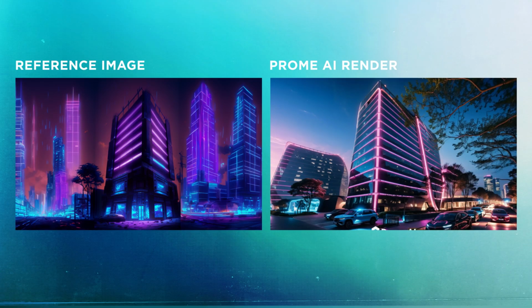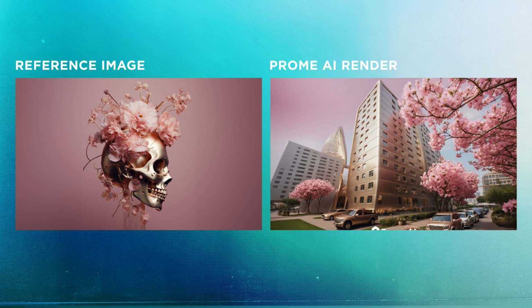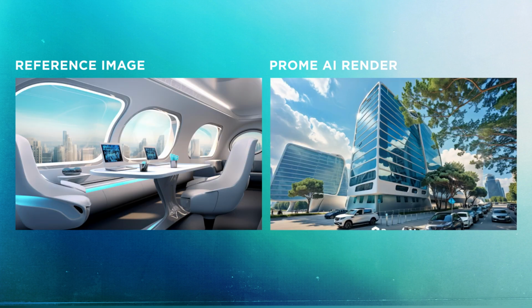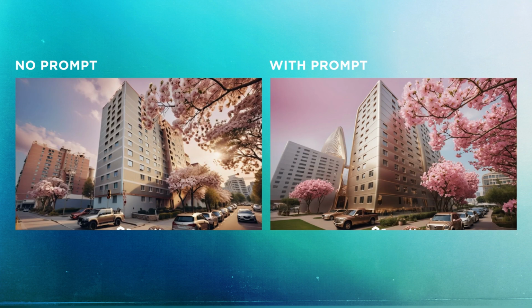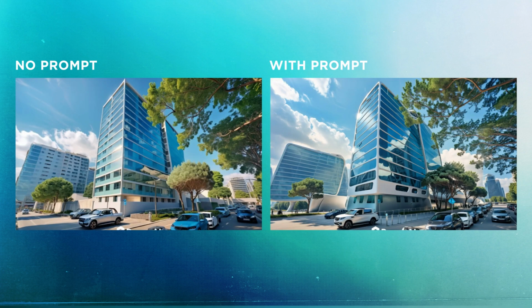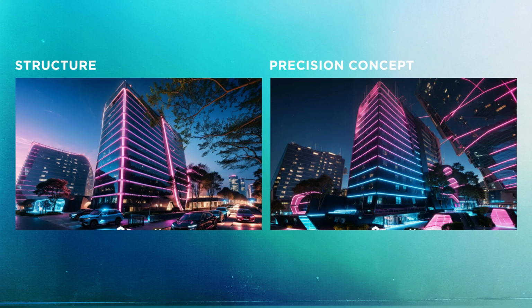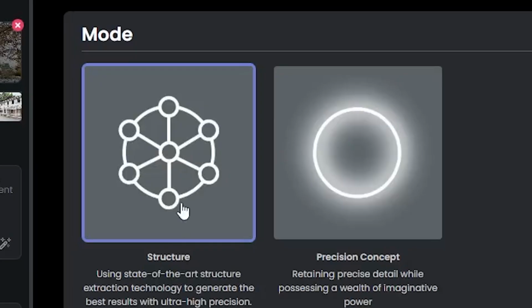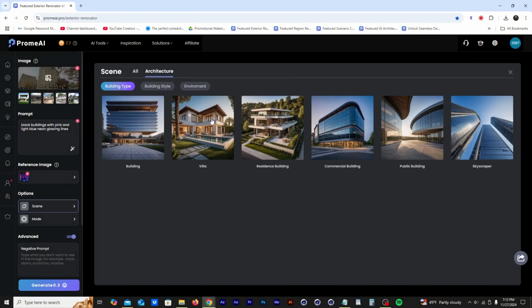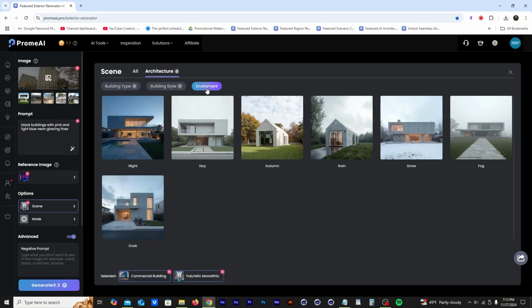All right, so now we're gonna go back into the reference image that I talked about in the beginning of the tutorial. Now from my testing, sometimes you're gonna have to use a prompt to guide PromeAI, and sometimes the reference image looks great by using the structure mode. Sometimes it looks great using precision concept. So play around with both of those modes. Also play around with the scene settings to see what you get.